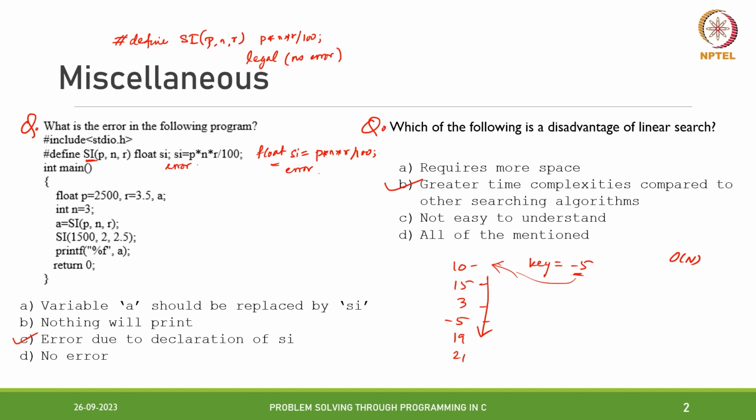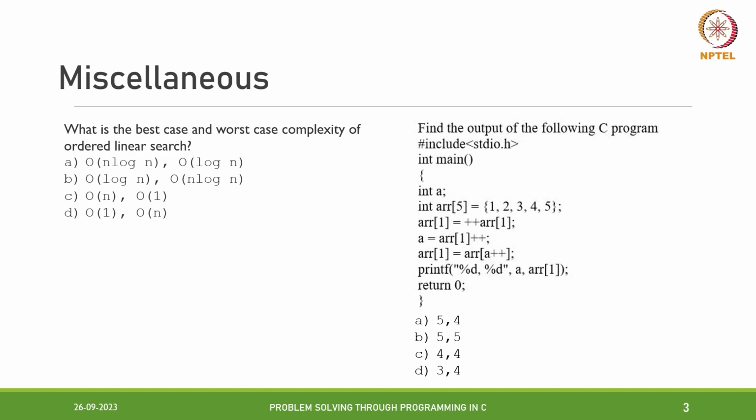Yeah. Okay. So now we have the next question asking the exact same thing. What is the best case and the worst case time complexity? Whenever we are asking complexity, it's basically time complexity. We are talking about the time complexity of ordered linear search. So what do you think? The best case and the worst case. Right. So O of 1 and O of n, that is the correct answer.